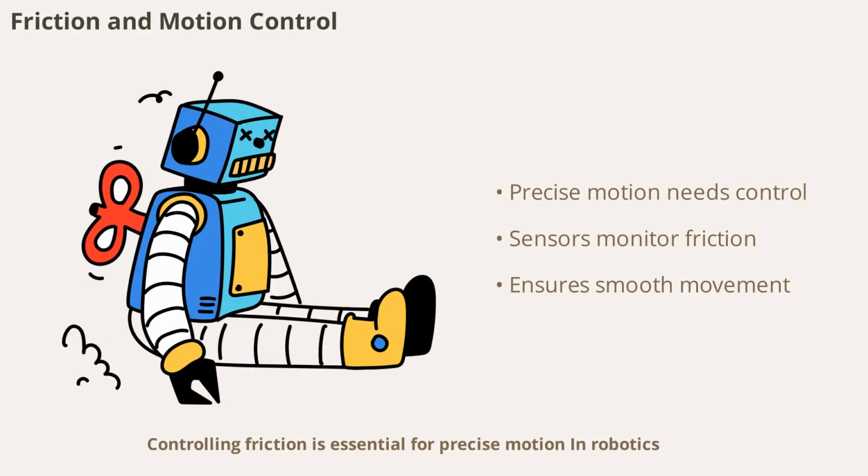Controlling friction is essential for precise motion. In robotics, too much friction can cause motors to overheat, while too little can lead to slipping. Engineers use sensors and control systems to monitor and adjust friction, ensuring smooth and accurate movement in machines and devices.